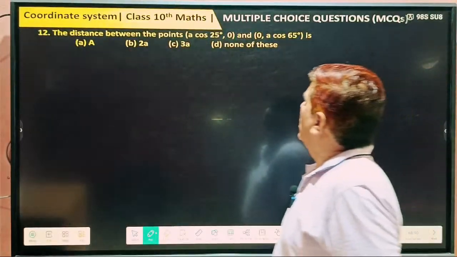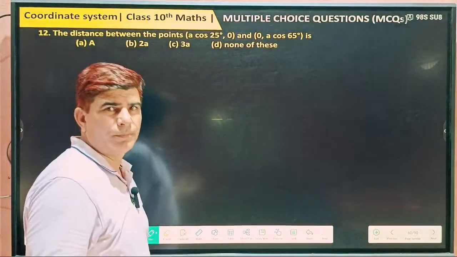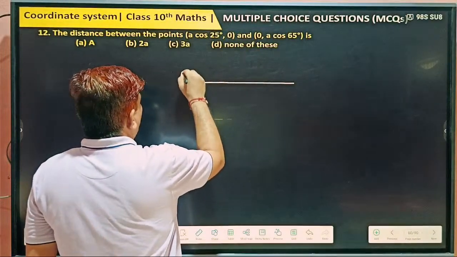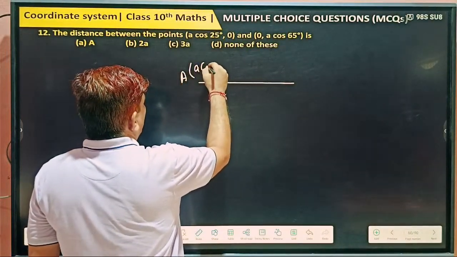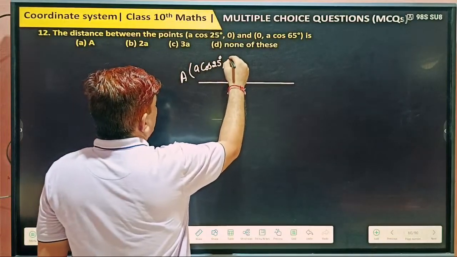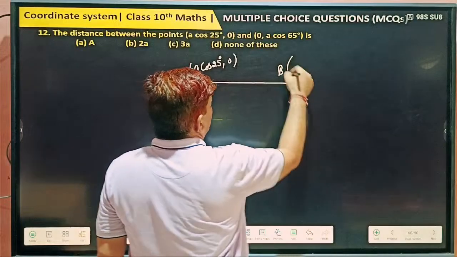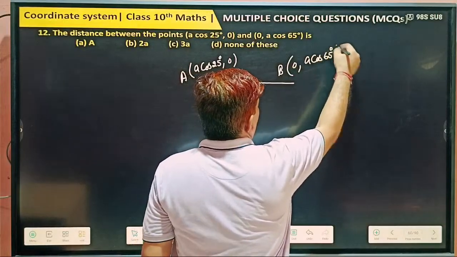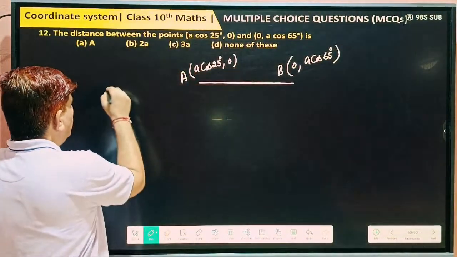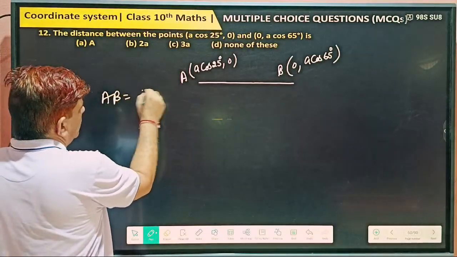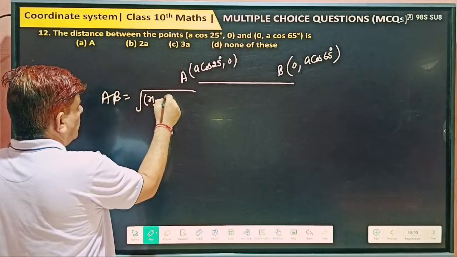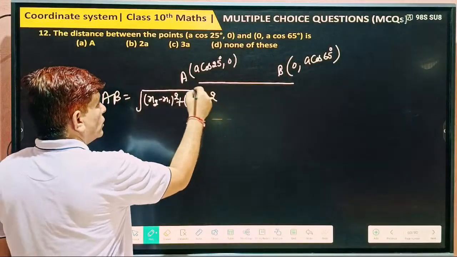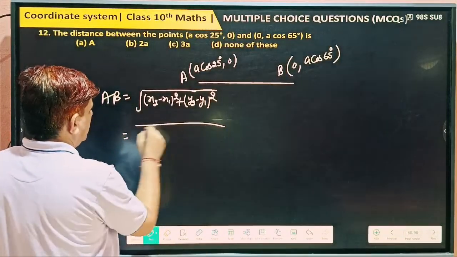Next, the distance between this point and this point, same as before. No doubt. Yes, like the previous one. So A is a point we have taken whose coordinates are A cos 25 degree and 0, and B is a point whose coordinates are 0 and A cos 65 degree. The distance formula we know: AB is the under root of x2 minus x1 whole square plus y2 minus y1 whole square.